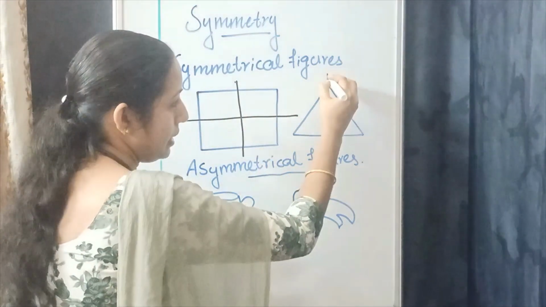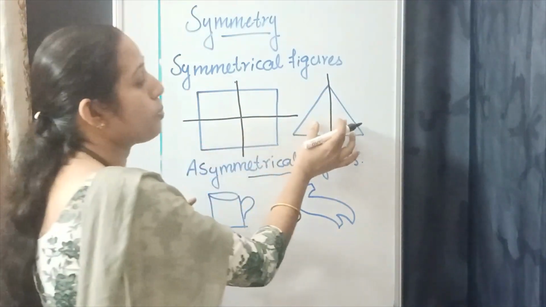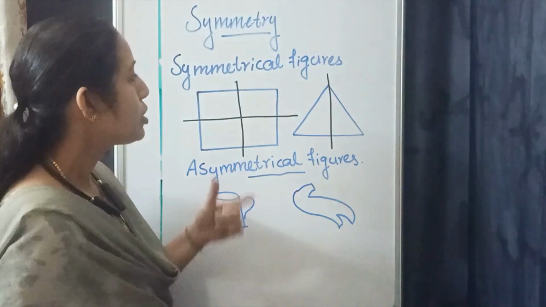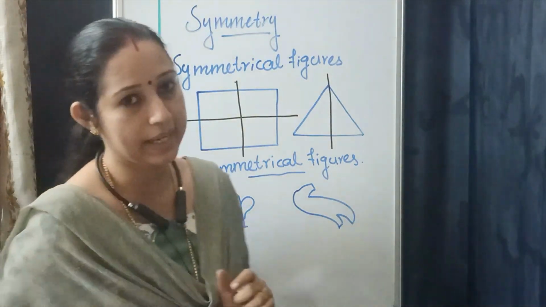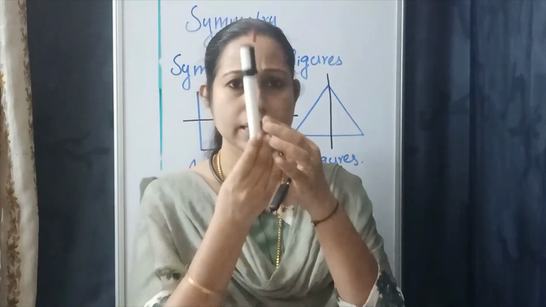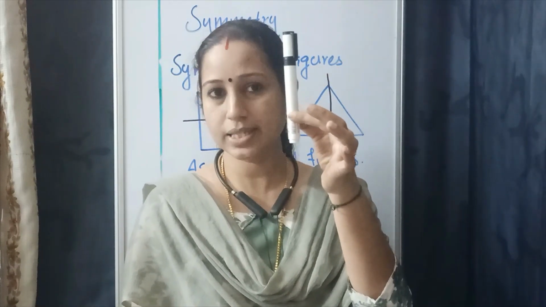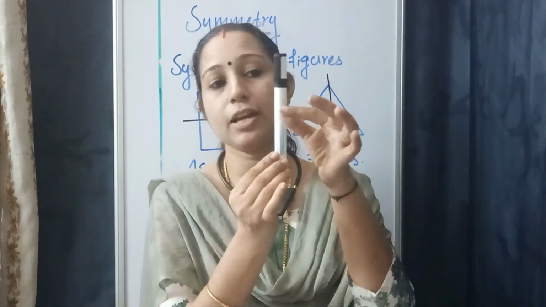And this triangle, we can divide the triangle this way. These two parts are exactly the same. So these are called symmetrical figures. Look, is this a symmetrical figure? Yes? No, this is not a symmetrical figure.